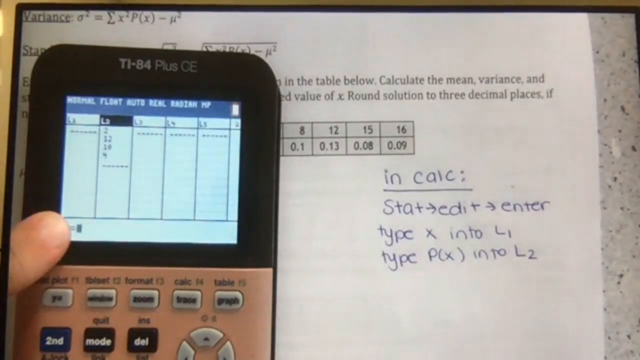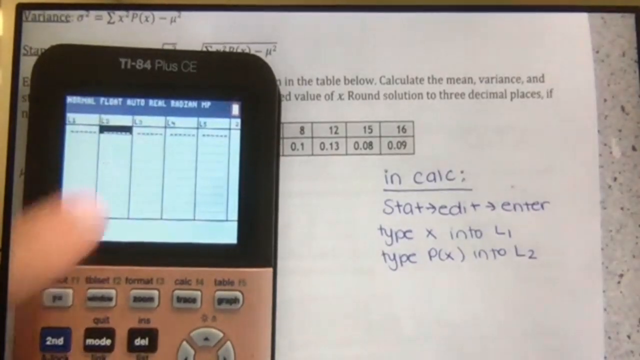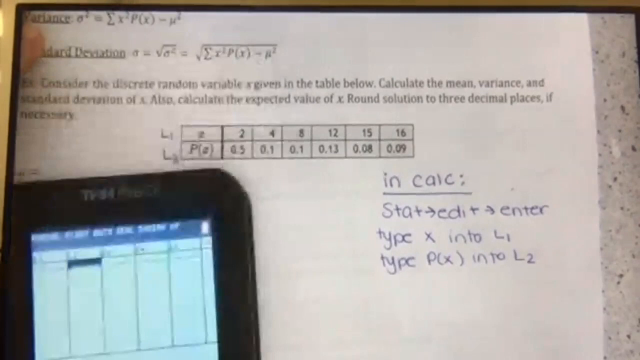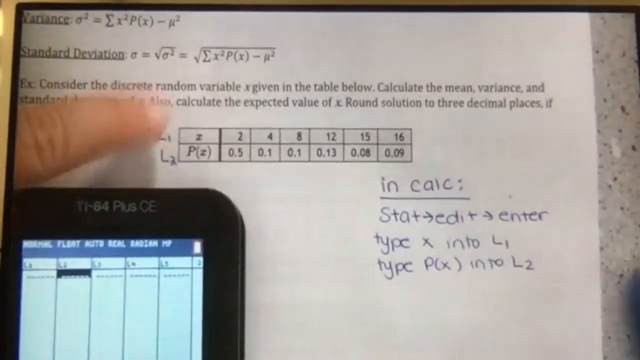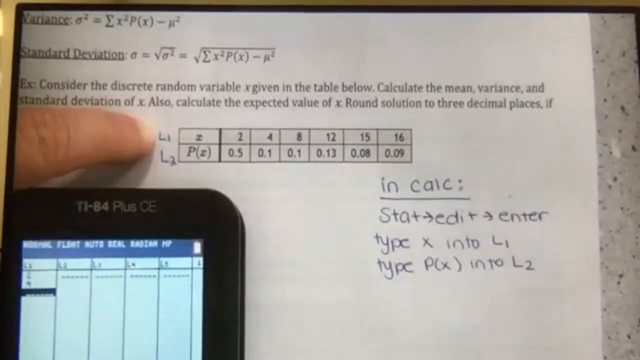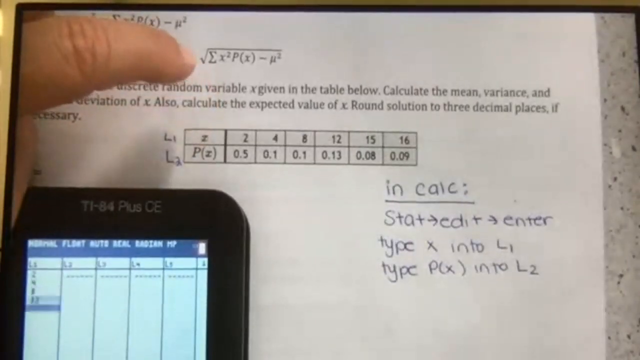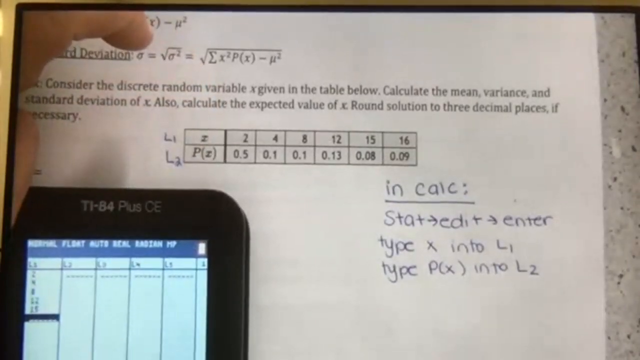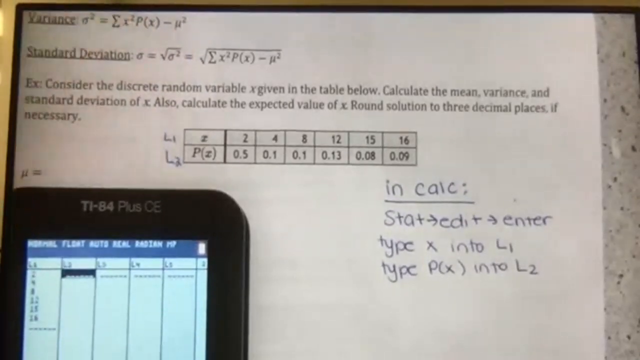So I'm going to press clear and then press enter, and it'll delete it. So I'm starting from scratch. All right, so typing x into L1. For L1, I have 2, enter, 4, enter, 8, enter, 12, enter, 15, enter, and 16, enter. So I'm entering all those in.